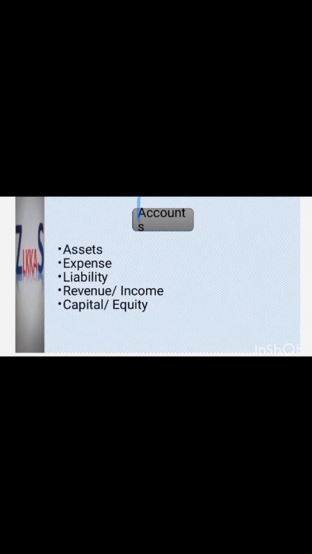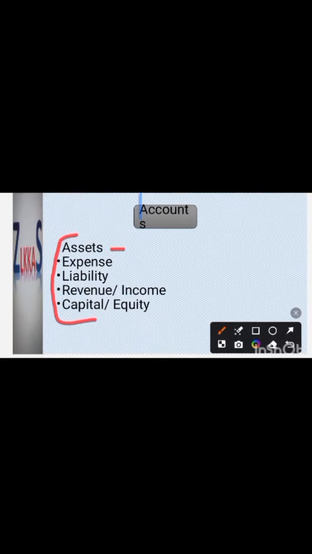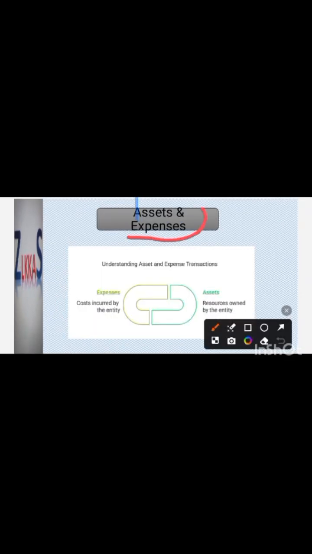To understand the bookkeeping system, we have to first watch how many accounts there are. There are 5 important accounts that we have to study and understand clearly to know about the dual effects of the bookkeeping system. We have assets, then expense, then liability, then revenue or income, and the last, capital or equity. Assets and expenses. The first two basic accounts are assets and expenses.